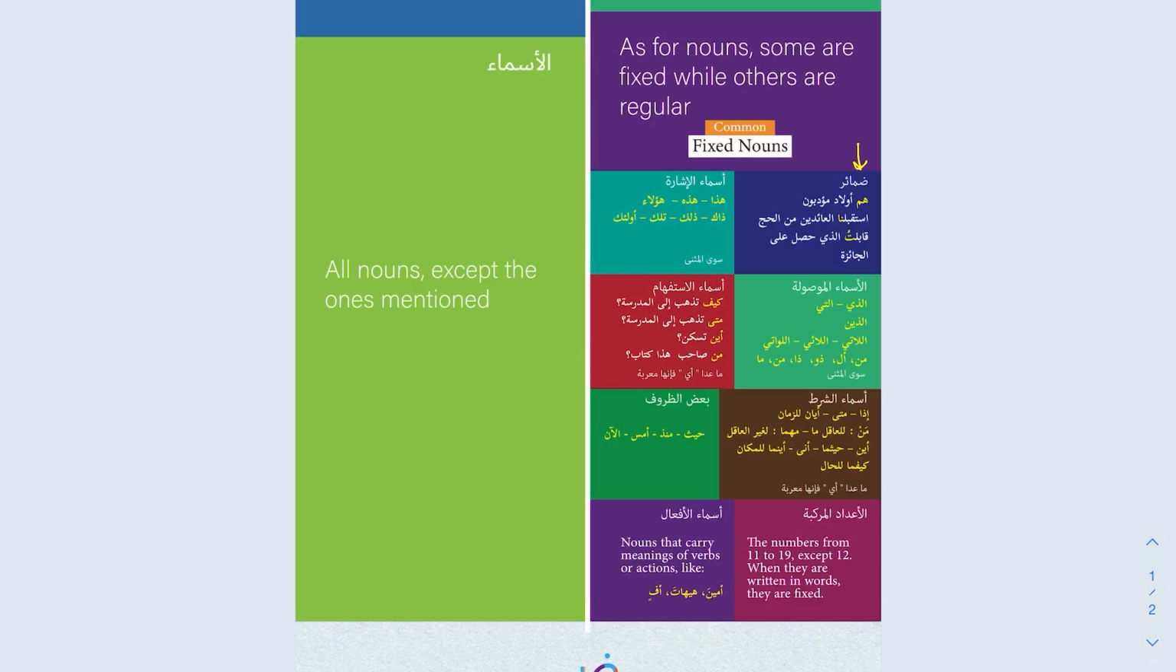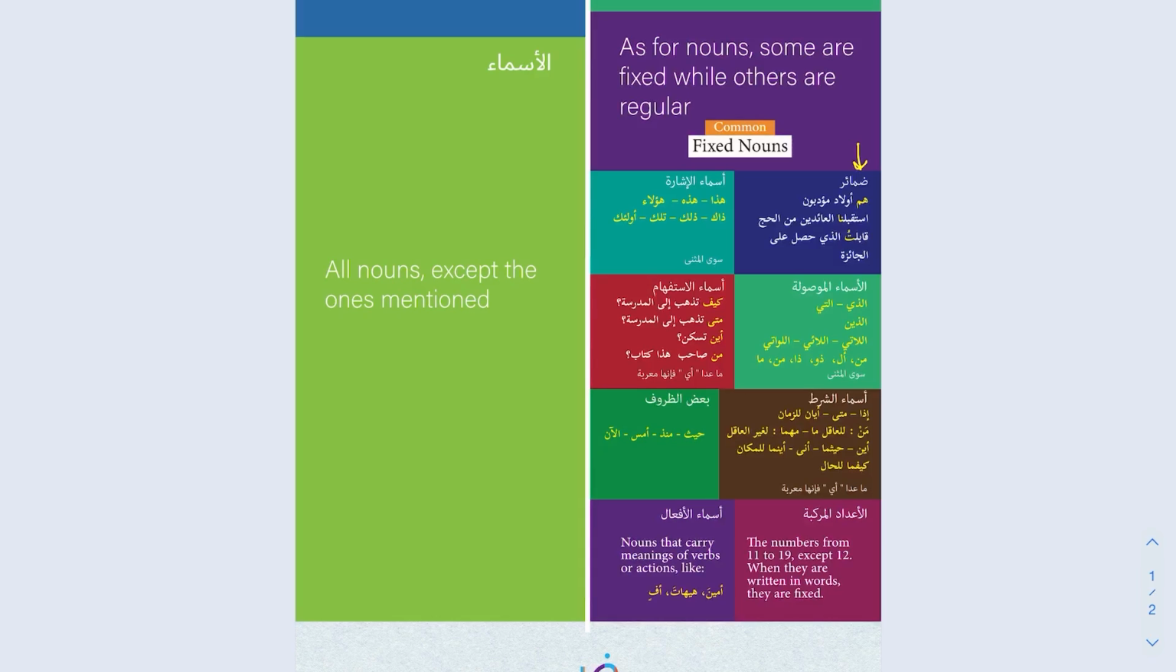It's not going to be in the state of nasab or rafa or jar or anything like that. It's always going to be mabni. It has no i'rab. It is mabni. The attached pronouns, even if it comes in the form of the attached pronoun, the same thing. It is going to be mabni. استقبلنا قابلت الذي حصل على الجائزة. They are مبني.